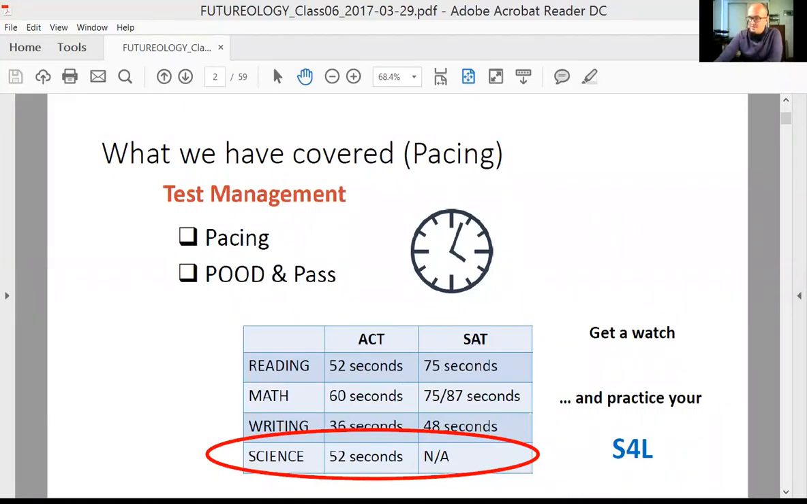So science, it's about 52 seconds a question. There's going to be something that we'll talk about a lot, which is S4L. S4L means save for later. If you're stuck on a question and it's taking more than a minute, you have to make a decision. Do you want to invest another 20 seconds in this question, or do you want to just let it go for now? That's going to be a theme of what we're going to talk about this evening.